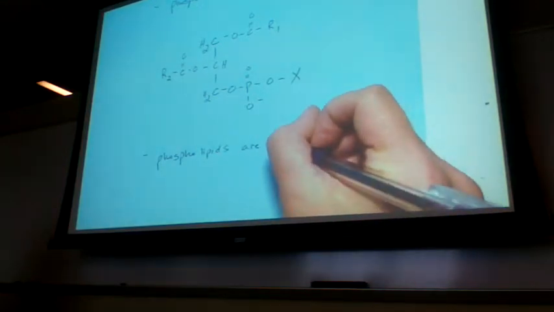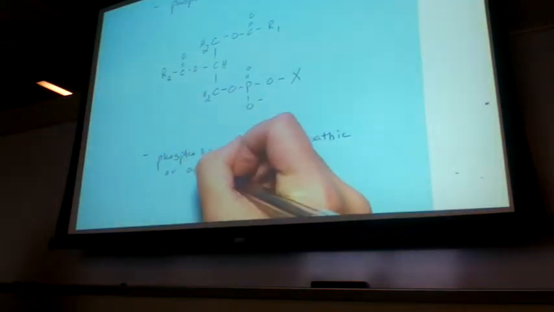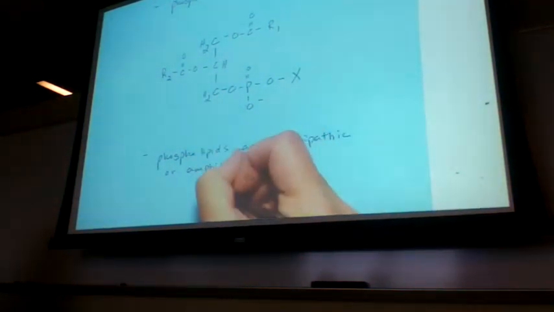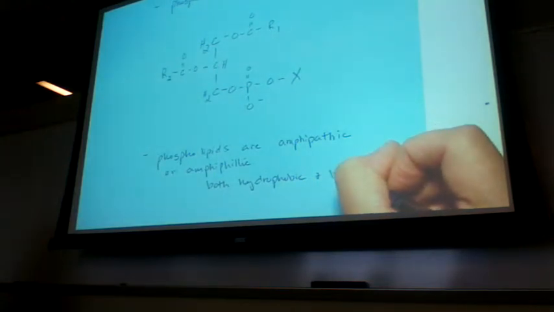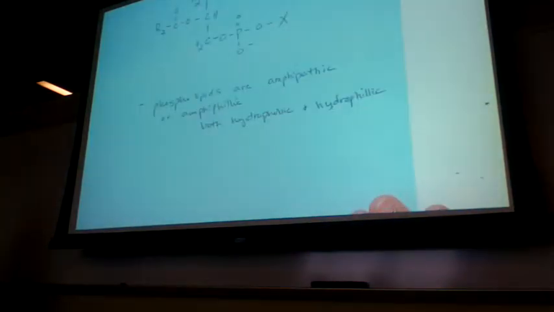Phospholipids are amphipathic, or you can call them amphiphilic. So they are both hydrophobic and hydrophilic. And usually they're drawn as a little cartoon version where this is a polar head group, and nonpolar fatty tails. And so each tail represents a fatty acid.